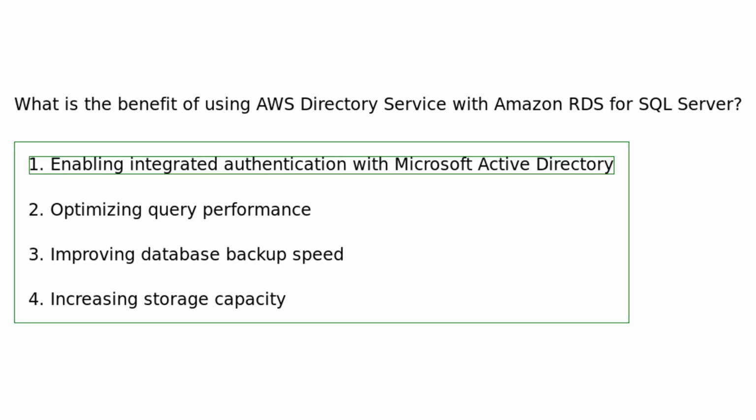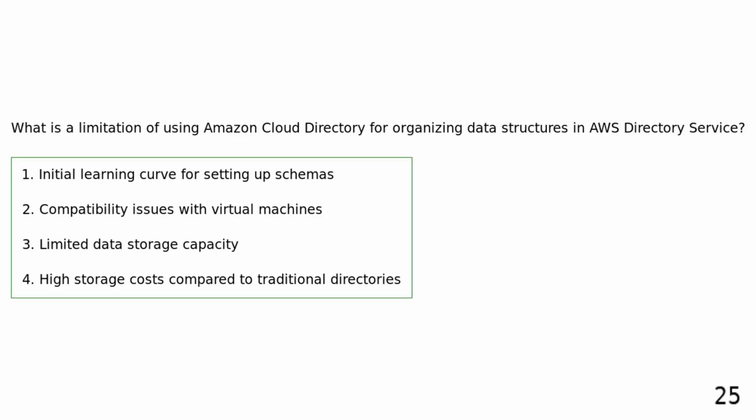AWS Directory Service allows for integrated authentication with Microsoft Active Directory when using Amazon RDS for SQL Server, facilitating seamless user access management. What is a limitation of using Amazon Cloud Directory for organizing data structures in AWS Directory Service? Initial learning curve for setting up schemas. Compatibility issues with virtual machines. Limited data storage capacity. High storage costs compared to traditional directories.